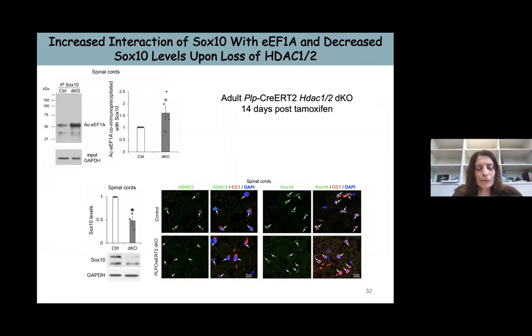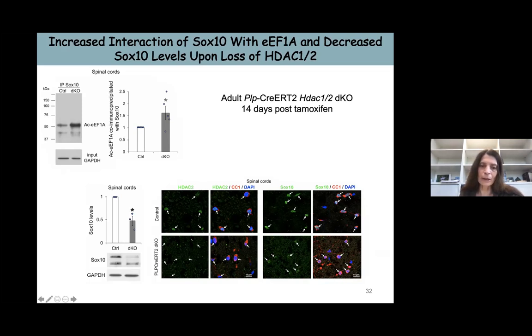Then we generated HDAC1/2 double knockout mice by crossing HDAC1, HDAC2 flox mice with mice that express the tamoxifen-inducible Cre recombinase under the control of the PLP promoter. That is active in mature oligodendrocytes, and also in Schwann cells. We looked at what happens at 14 days post-tamoxifen, where we checked that the levels of HDAC2 and HDAC1 are decreased.